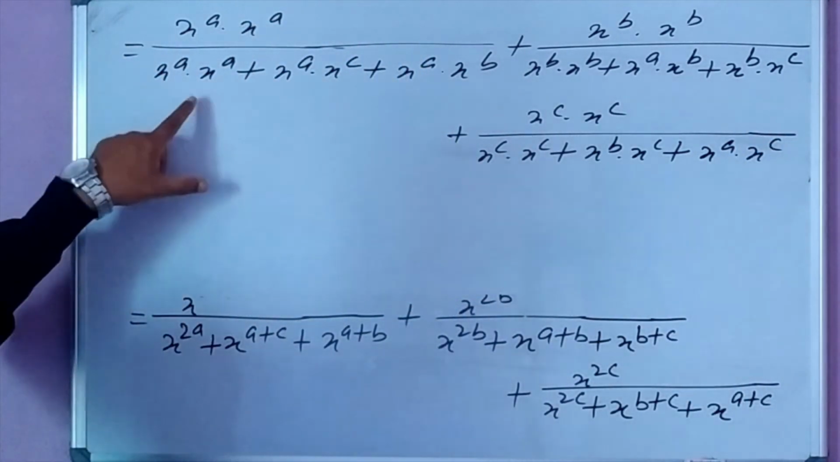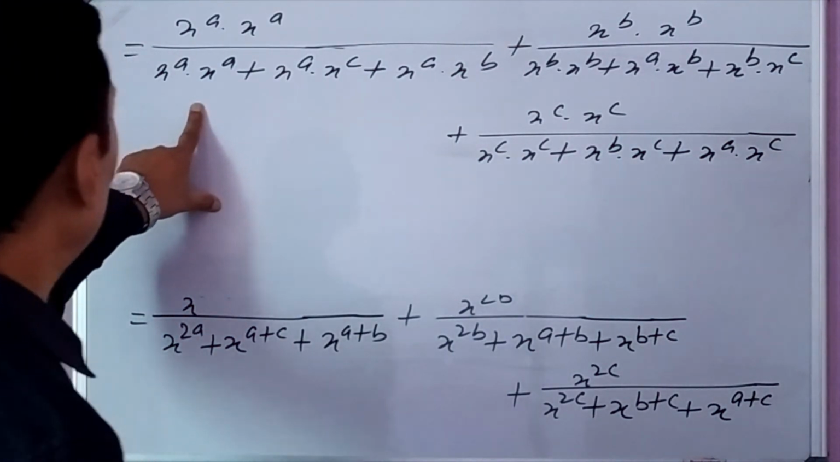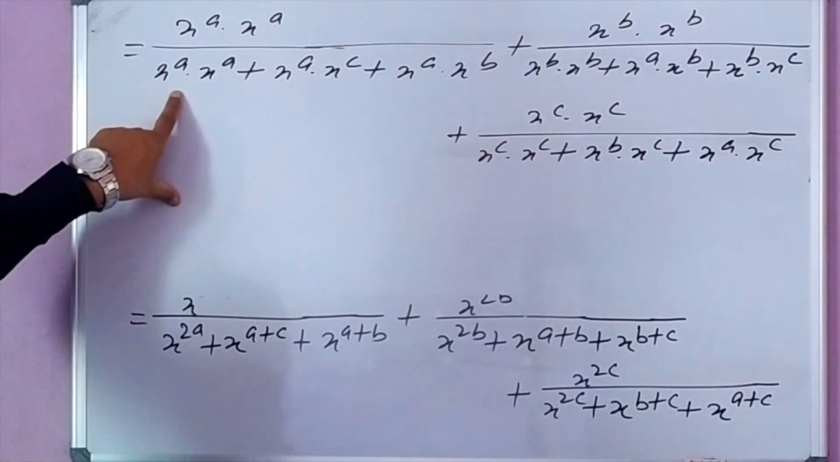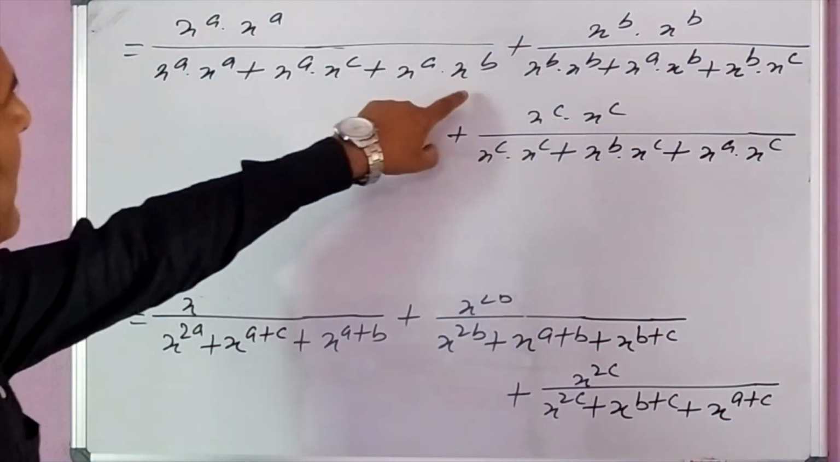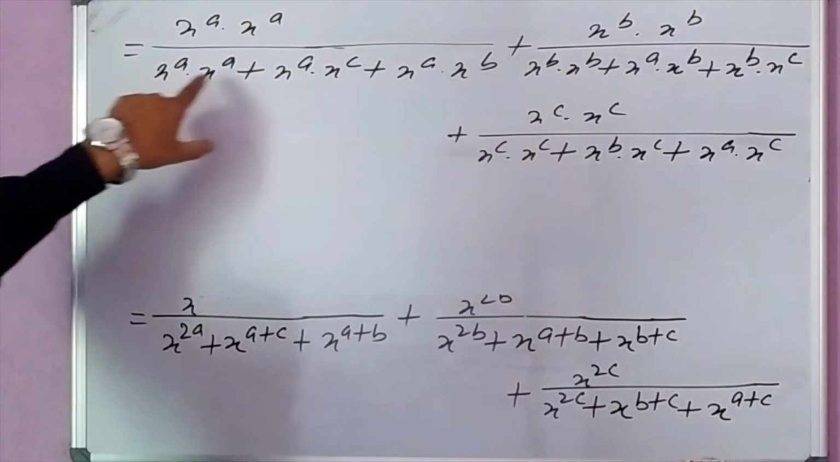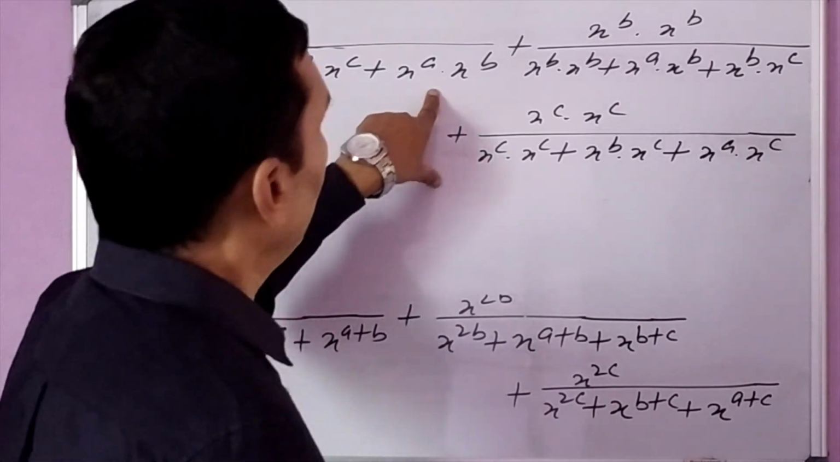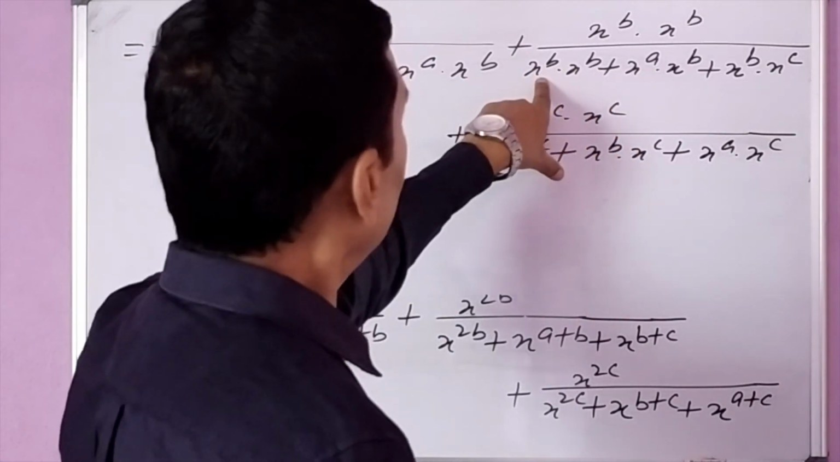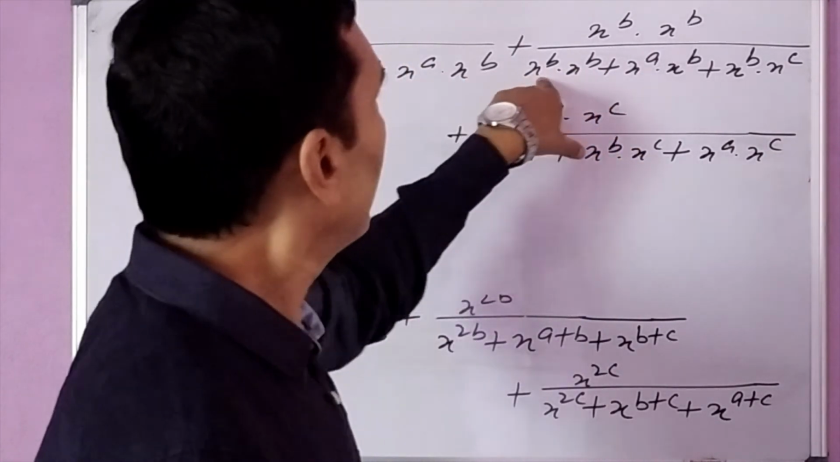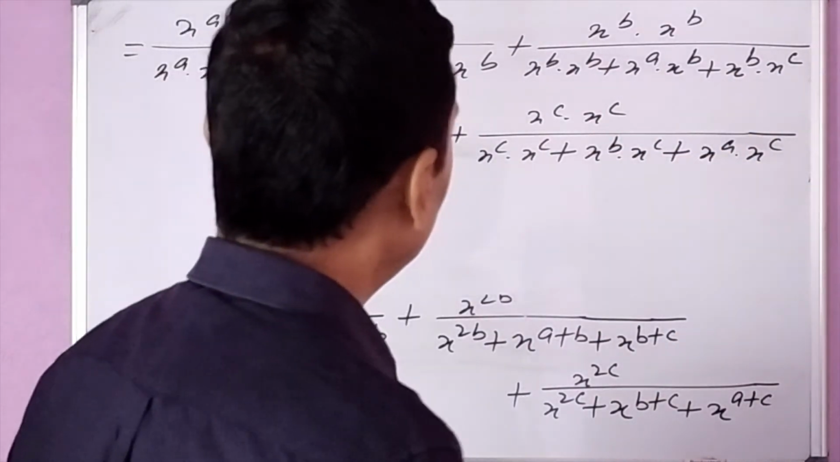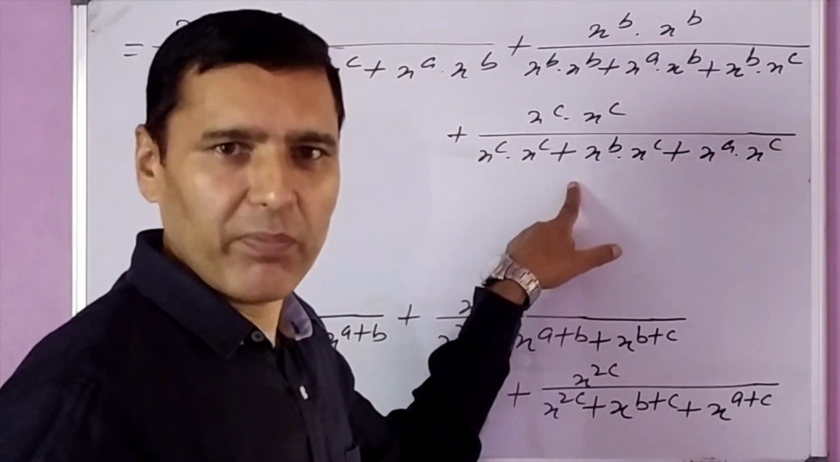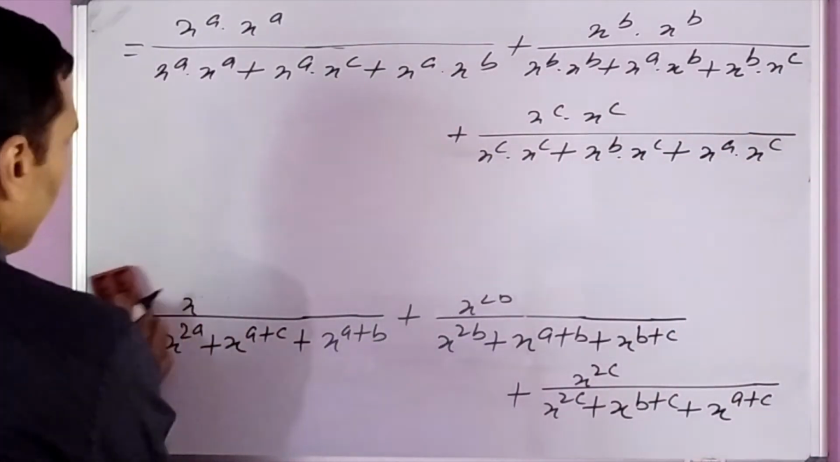Now look here, in every denominator, in the first denominator we can take x to the power a common, because x to the power a is present here, and here in the second term, and here in the third term also. In the second denominator you can see we can take x to the power b common. Similarly, in the third denominator, we can take x to the power c common.